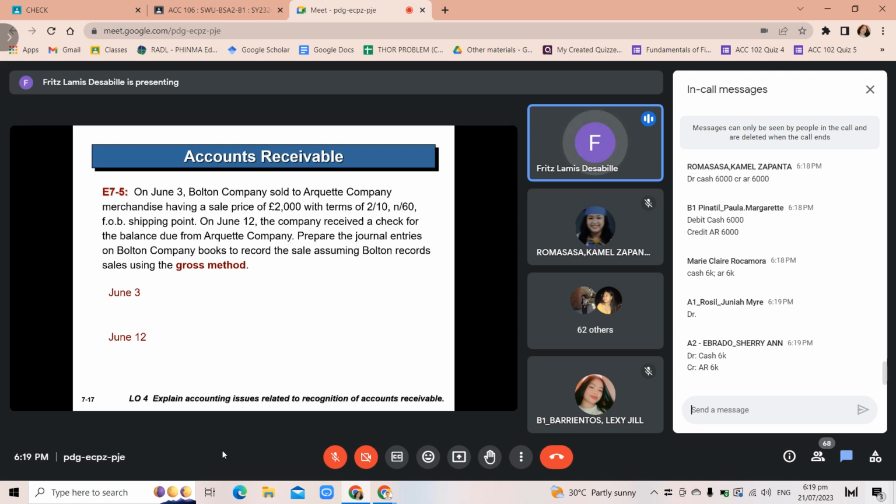Okay. So how do you measure accounts receivable? Please take note of initial and subsequent measurement. I'm not gonna say if the question is about initial measurement or subsequent measurement, but please do study both.